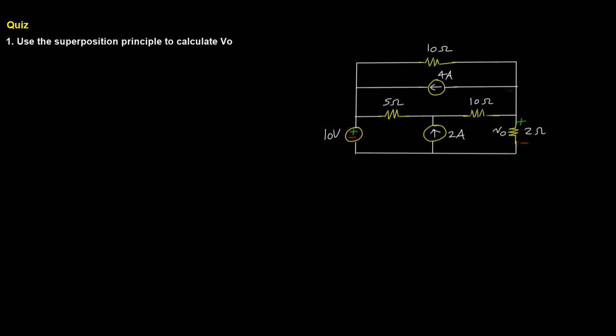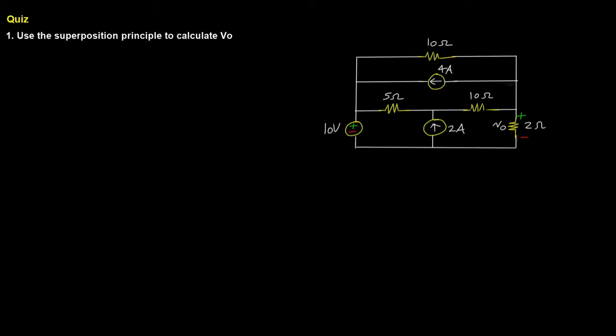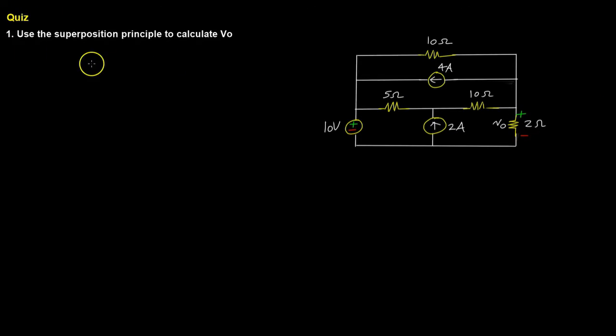Okay, so assuming that you've tried these problems, I'm going to go ahead and solve number 1. We're asked to use superposition. So what I'm going to do is first write out what this solution should consist of. The first thing to note is that we have 3 different independent sources. By superposition, we have to turn everything off except for one source at a time. So we know there's going to be 3 different combinations of scenarios, and the order really doesn't matter because we're going to sum the solutions at the end.